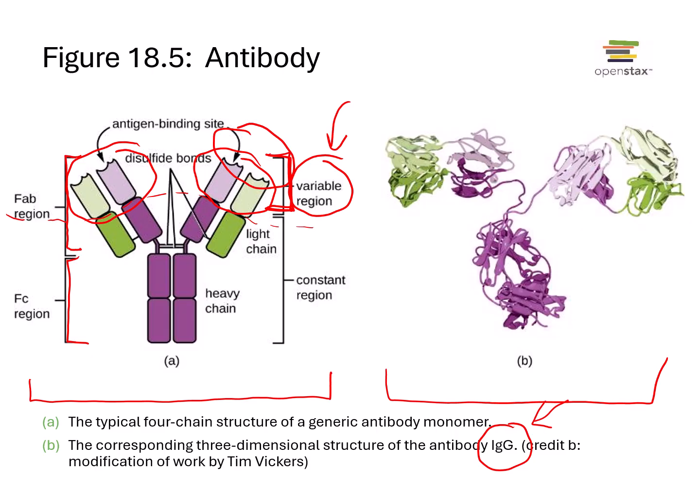Whereas if I change my color, I'm going to look down here. So spanning the entire constant region, but also about half of the antigen binding region, the constant region dictates the class of the antibody.